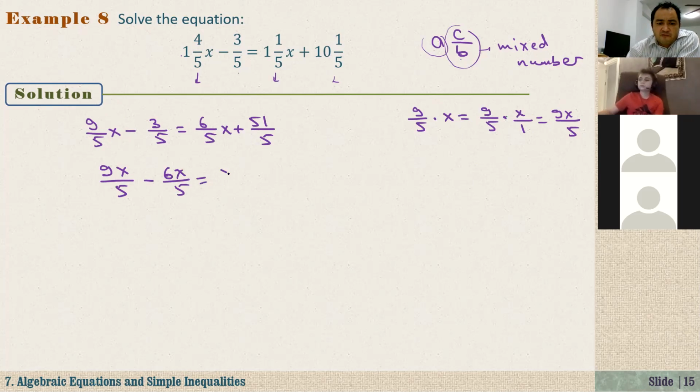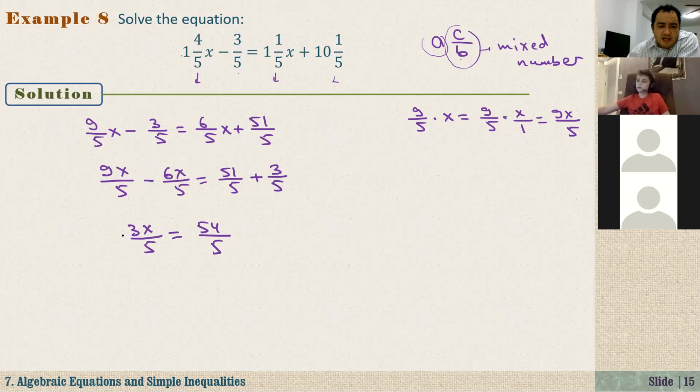Equals, on the right, we have 51 over 5 plus, because it's minus 3 over 5, take to the right-hand side, it becomes plus 3 over 5. So actually, all denominators are the same. We just need to simplify this. 9x minus 6x is 3x over 5 equals 51 plus 3, 54 over 5.